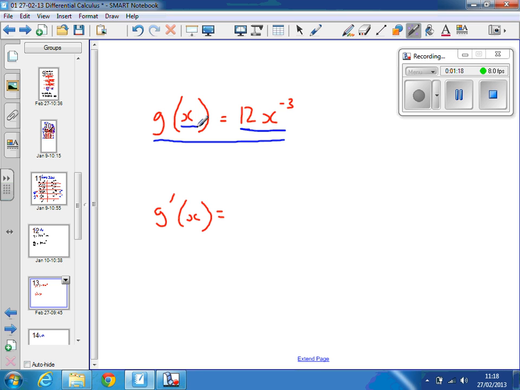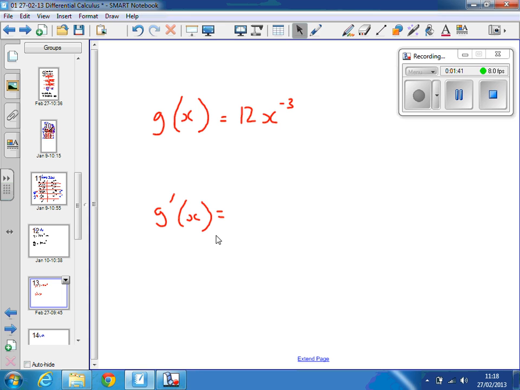So what convention do I use for the differential? g prime x. That means the differential. There are these two conventions in calculus. Get used to both. And so, to differentiate this, it's the same rules we did before. It's the first rule. I've got to bring the power down, times it by the number in front, and then subtract 1 from the power.